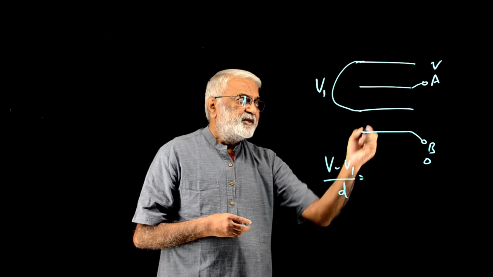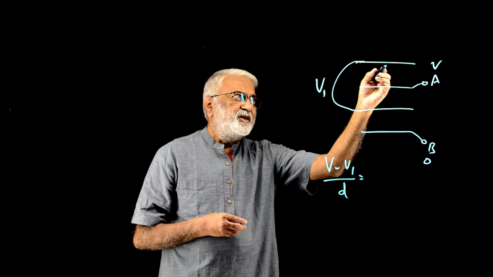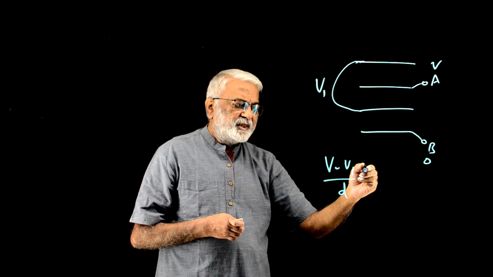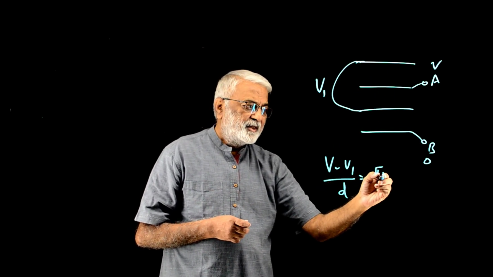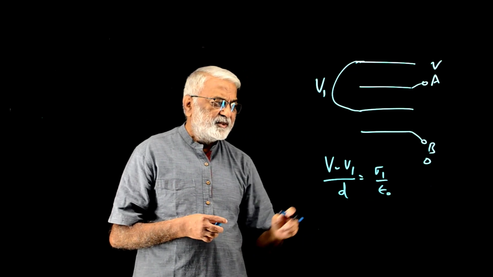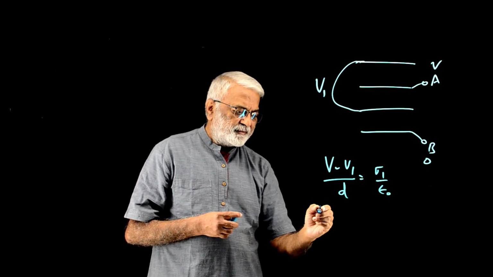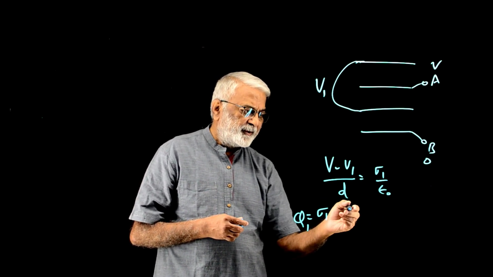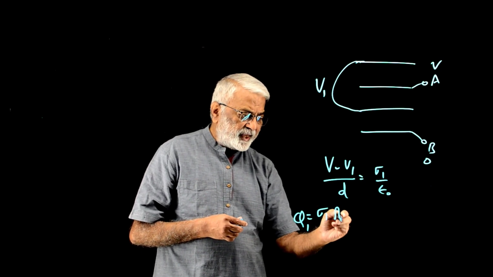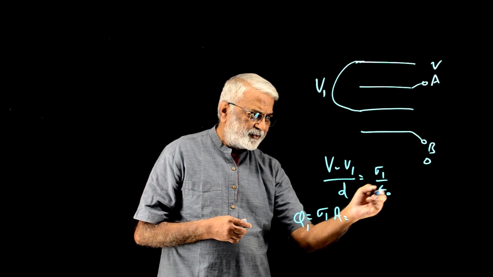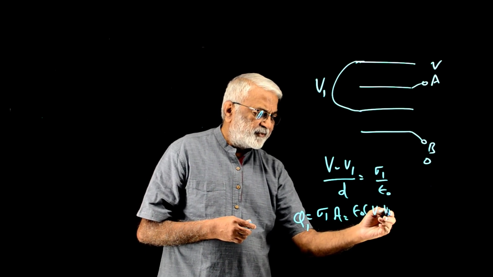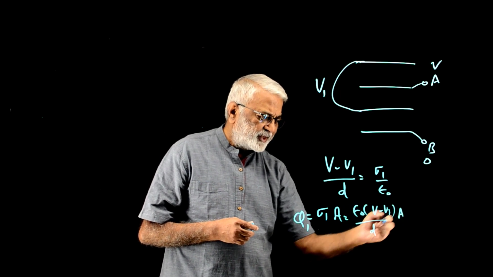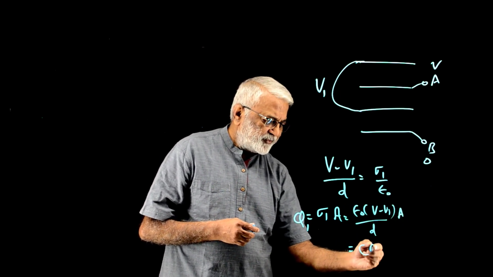And this should be equal to, if there is charge of density sigma 1 here and minus sigma 1 here, the field in the gap will be sigma 1 by epsilon 0. So sigma 1 by epsilon 0, and what is then sigma 1? Epsilon 0 into sigma 1. And we are interested in Q1, the charge there. There will be sigma 1 into A, which will be, sigma 1 is what? Epsilon 0 into V minus V1 by D into A. This we called C, right? Epsilon 0 A by D is C. This is C into V minus V1.